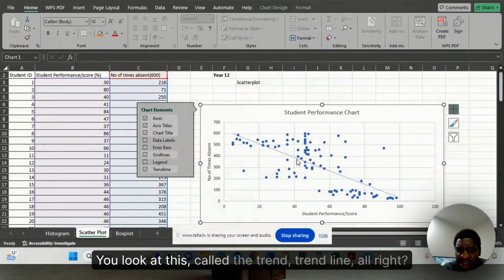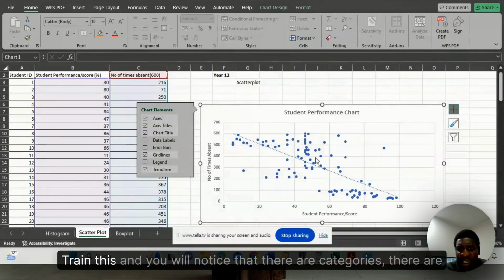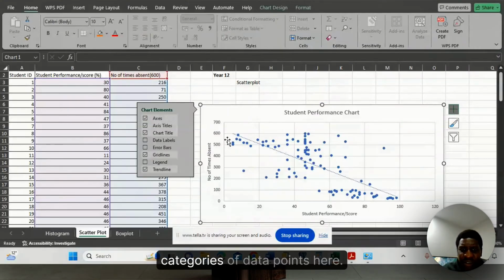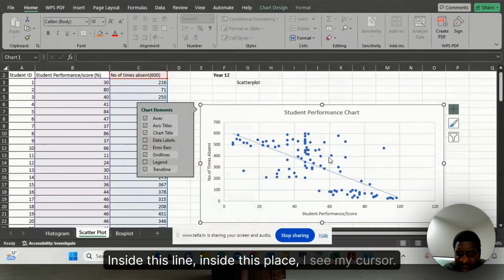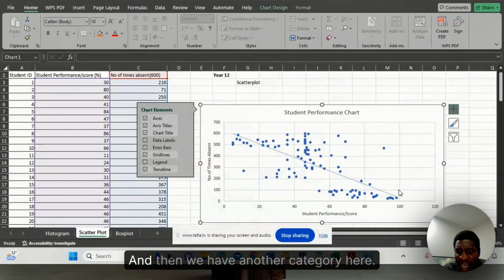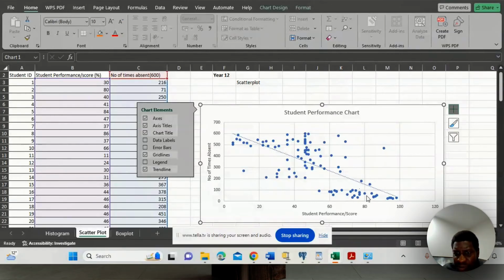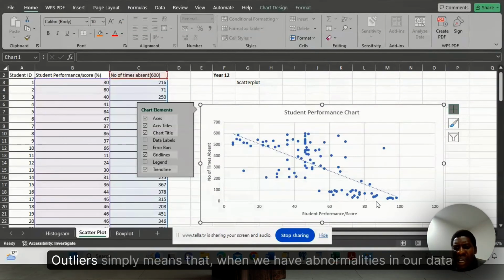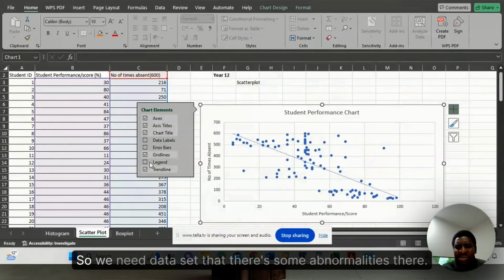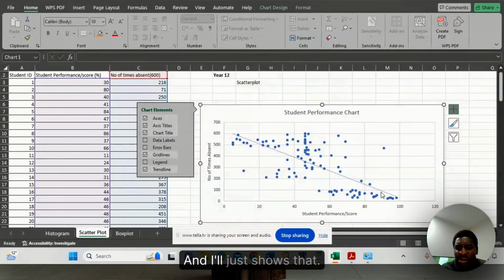Now if you look at this, this is called the trend line, and you will notice that there are categories of data points here. This is one category, this is another category inside this place, and then we have another category here. Now we have what we call outliers. Outliers simply means abnormalities in our data set. There are some abnormalities there, and I'll show us that.